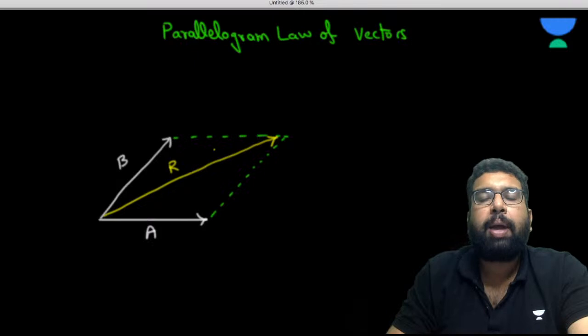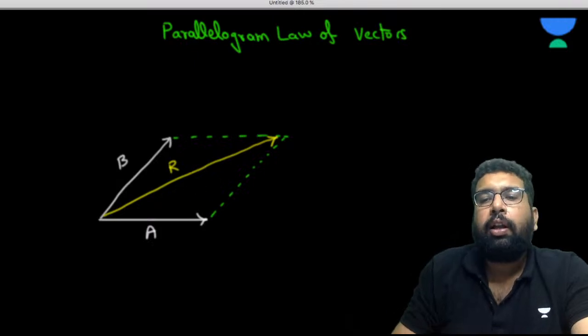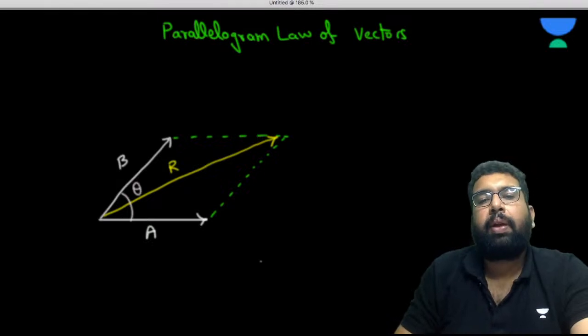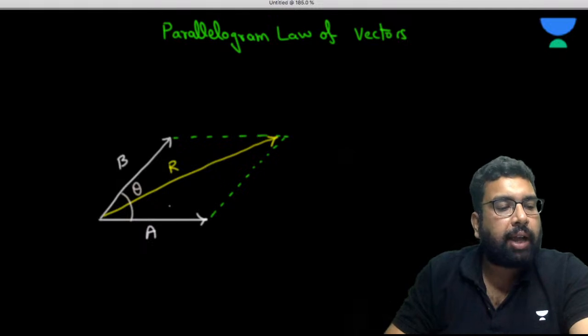So we have this parallelogram law of vectors. Now let's suppose that the angle between A and B is theta. And now we know that the sides.